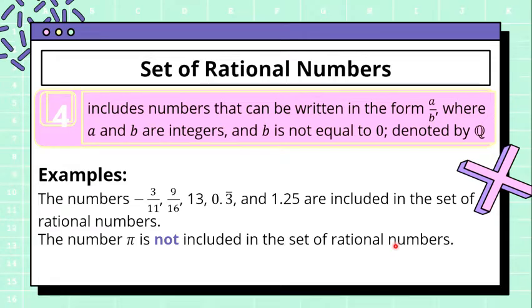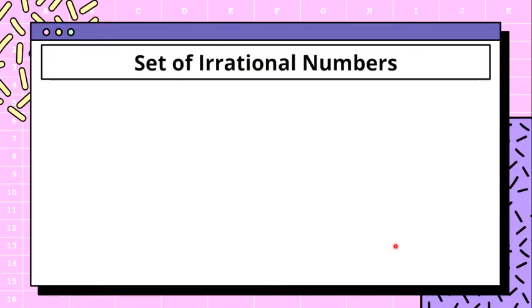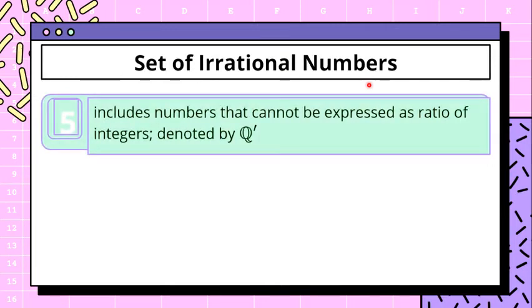So the fifth is what we call the opposite of rational numbers, the set of irrational numbers. It includes numbers that cannot be expressed as a ratio of integers, meaning it's the opposite of the rational. You cannot express it in the form of a fraction, and this is denoted as Q prime. Remember, in sets, the prime means not, so it's not rational, or irrational.